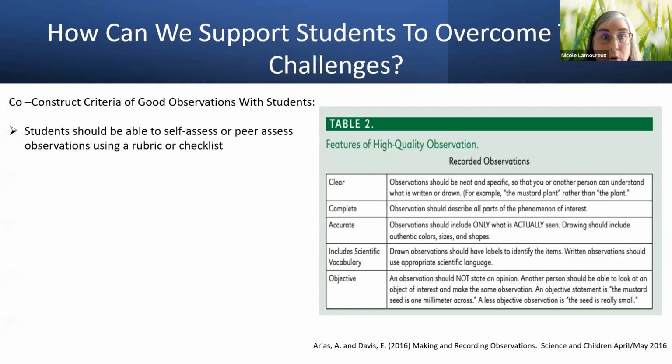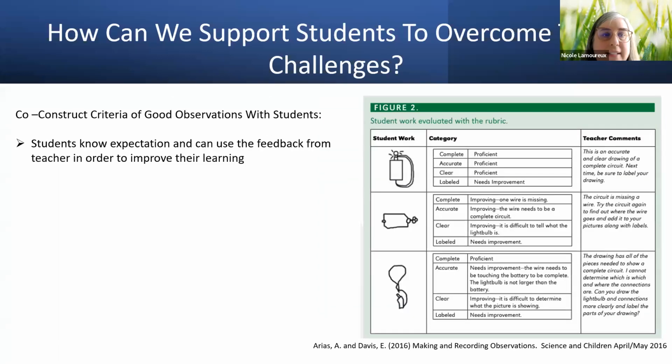So if we're going to record our observations, these are the criteria that they need to be clear. And what does that mean in student-friendly language? Complete, accurate, etc. Okay, so co-constructing criteria, you are developing, when you do that with your students, not only are they hitting the target, they're better able to peer and self-assess.